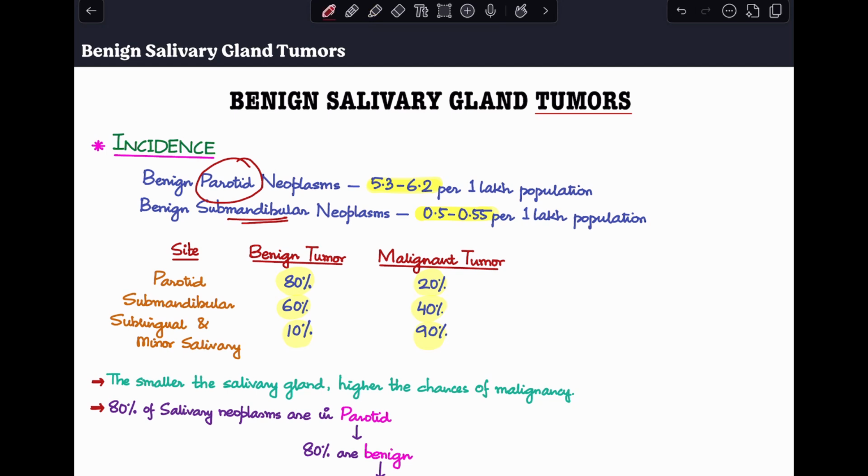So, what are we seeing here? The biggest gland is the parotid, then the submandibular, and then the sublingual and minor salivary glands. As the gland gets smaller, the malignancy also starts to increase. The parotid is the largest gland, and the chance of a malignant tumor is the lowest. Whereas the minor salivary glands and sublingual glands are the smallest salivary glands, and the chance of malignancy is the highest. So what conclusion do we draw from here? The smaller the salivary gland, the higher the chance of malignancy.